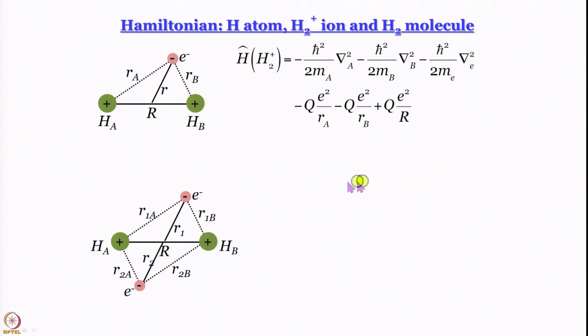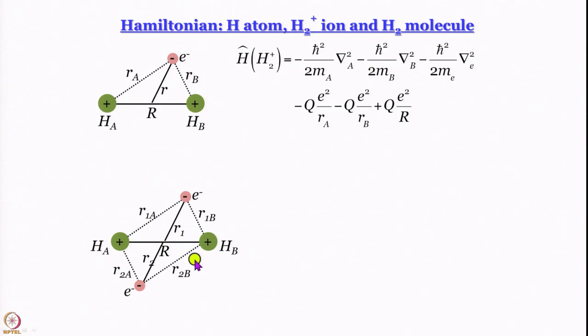And accordingly, we will get how many more terms? Well, we will get something like minus q square divided by r2A, minus q square divided by r2B. This is due to attraction of this electron by these two nuclei.